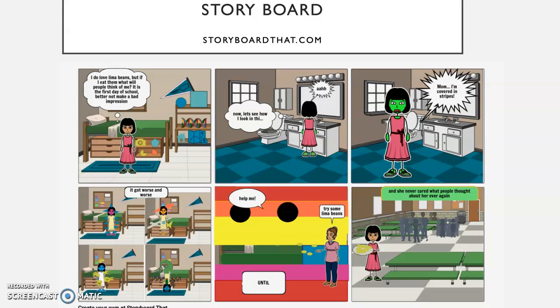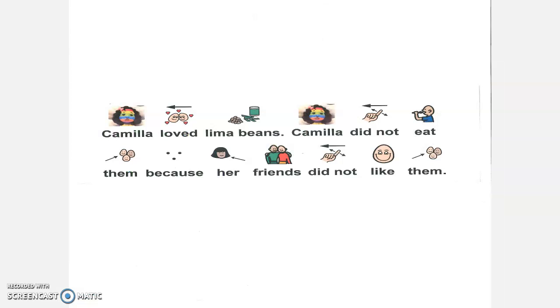So this is a storyboard, and I got it from storyboardthat.com. There are some that are already made, or you can create your own based off of the book that you're going to use. So here's a picture of Camila, and then the next part is when she notices that she is green or covered with stripes, and then it shows how it was getting progressively worse, and at the end she was happy because she stopped caring what her friends were saying about lima beans.